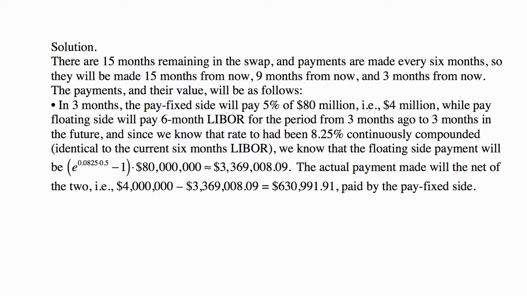$3,369,008.09. And the actual payment will be the net of the two. So 4 million minus 3 million something, which is 630,991.91 paid by the pay fixed side.